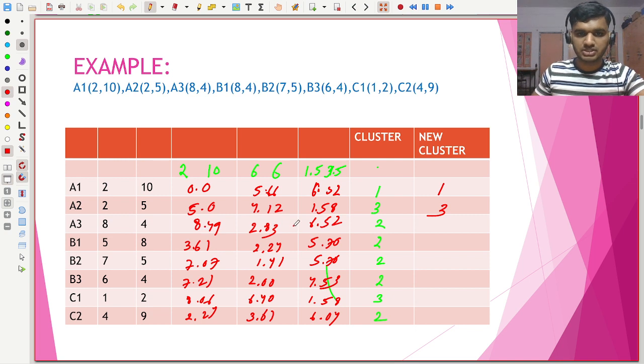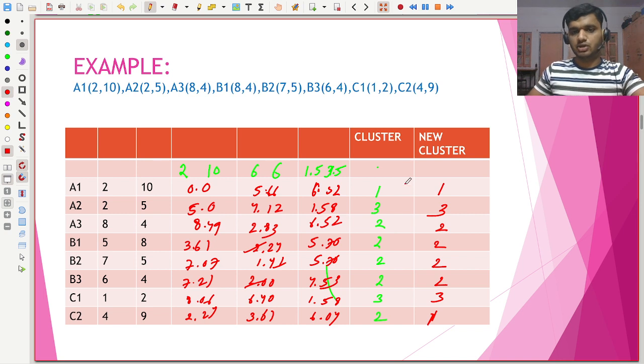Here you mark which is minimum, that is cluster 2. Here you mark which is minimum, that is also cluster 2, also cluster 2. Here you mark cluster 2. Here you mark which is minimum, that is cluster 3. Here you mark which is minimum, that is cluster 1.